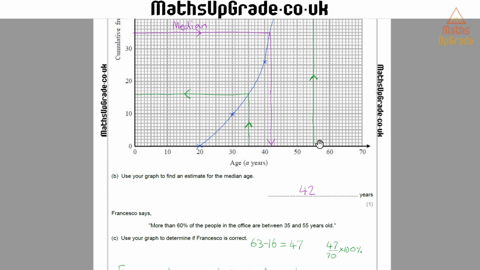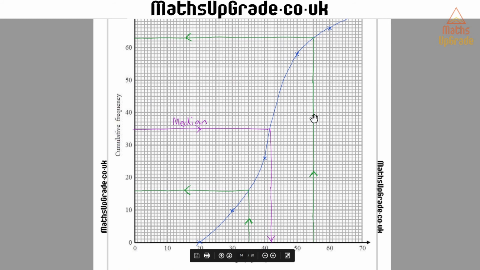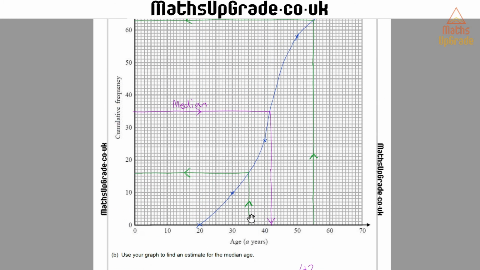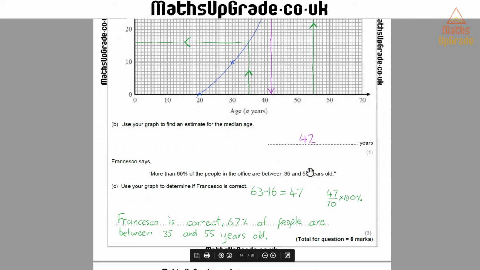Similarly, for the people who are aged 55, I can see there were 63 people who were aged up to 55 years old. If I subtract those values, that gives me the number of people who are aged between these values. So between 35 and 55 years old, there's 47 people.